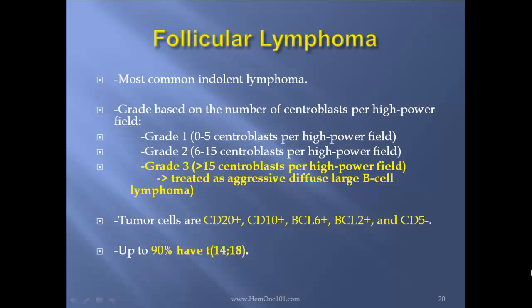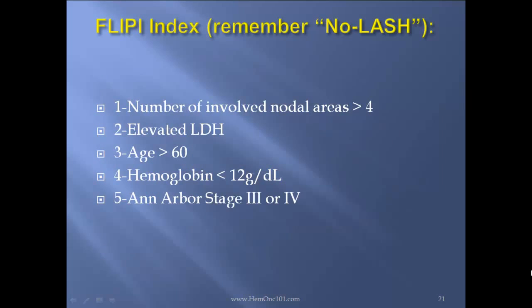The tumor cells will be CD20 positive, CD10 positive, BCL6 positive, BCL2 positive, and CD5 negative, and up to 90% have translocation 14-18. Remember the FLIPI index.